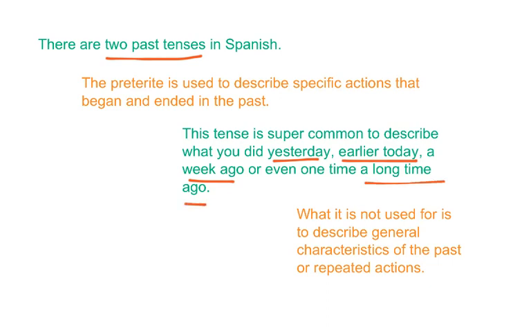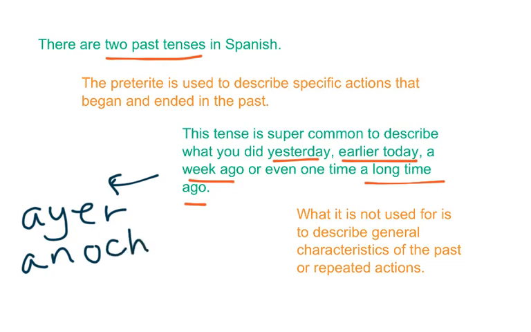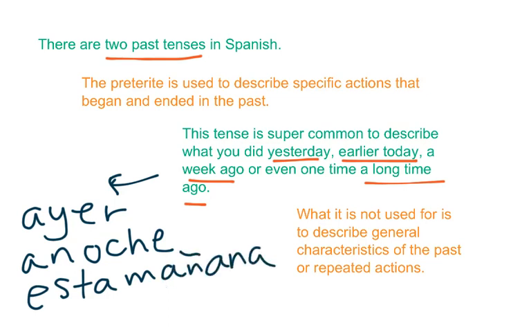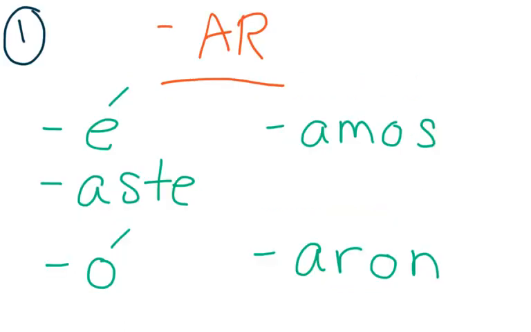So some words you might need there might be like yesterday in Spanish is ayer. You're going to see that's really common. Last night is anoche. And what else? Some other things like esta mañana would be this morning, etc. There's a lot more ways we could go, but those are some places to start. Okay. What it is not used for is general characteristics of the past or repeated action. That's the other past tense. Okay, let's get into it.